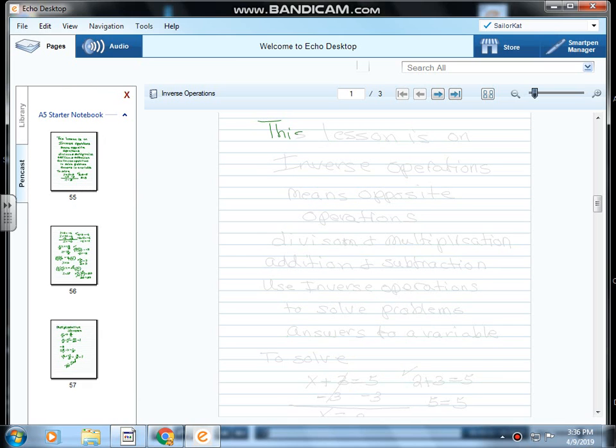This lesson is on inverse operations. Inverse operations means opposite operations. The opposites of each other are division and multiplication.